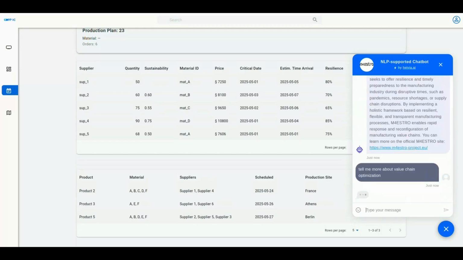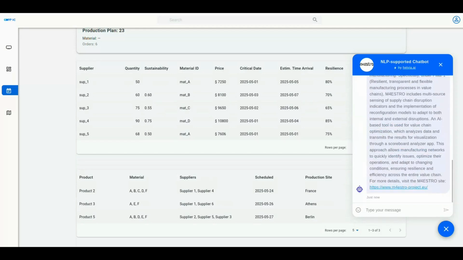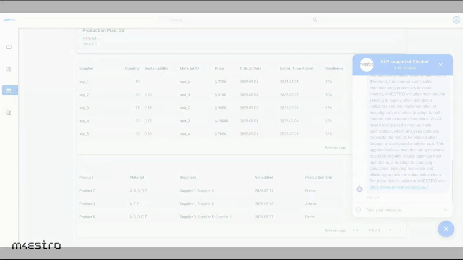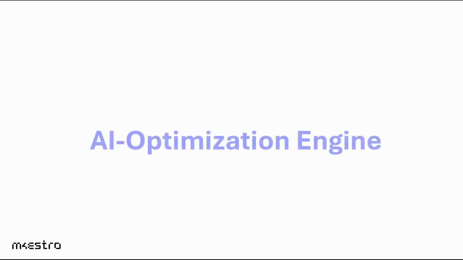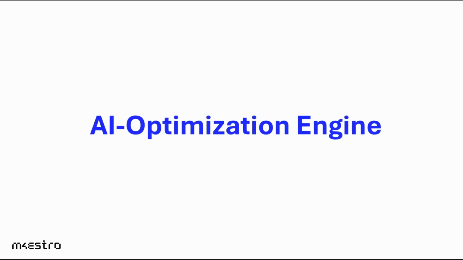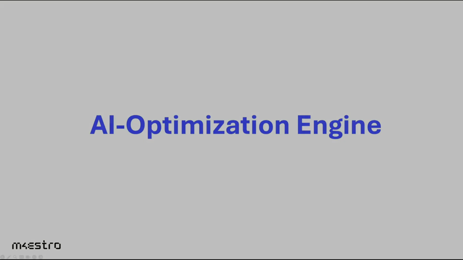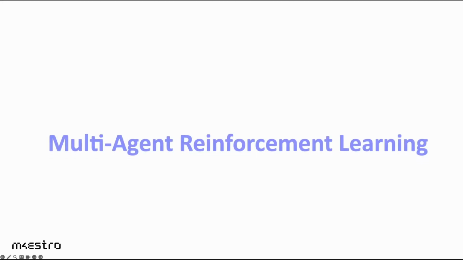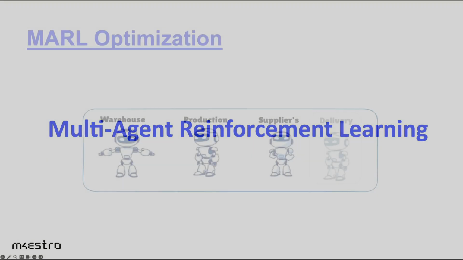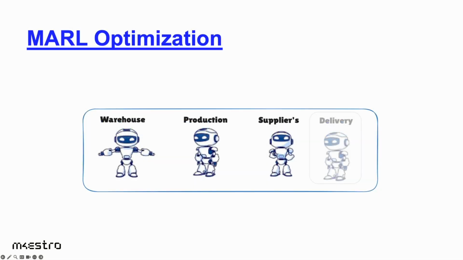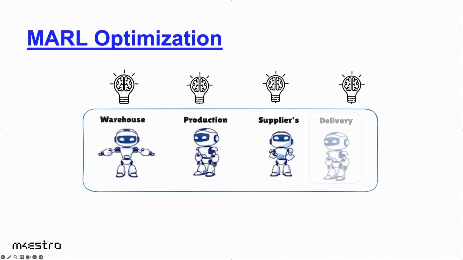The assistant's response highlights how the Maestro project includes sensing and predicting internal and external disruption indicators, and how the AI optimization engine, the core of the Scoreboard Analyzer, uses this input to generate actionable plans. The optimization is based on a multi-agent reinforcement learning framework, where key components of the value chain, including supplier, warehouse, and production, are modeled as intelligent agents.